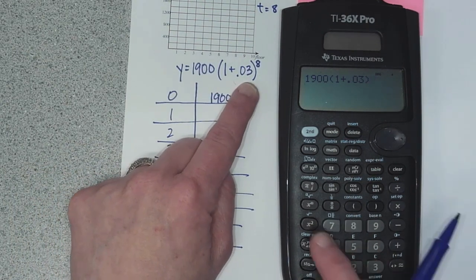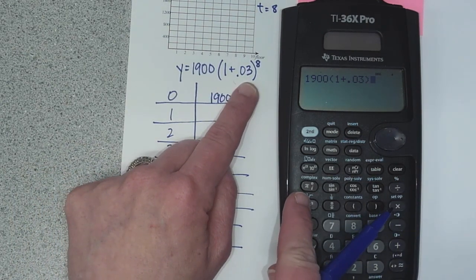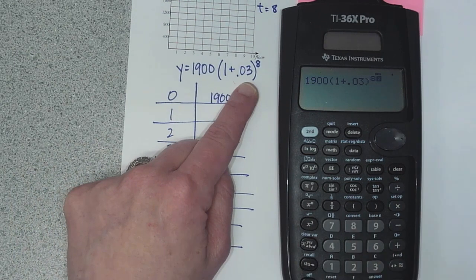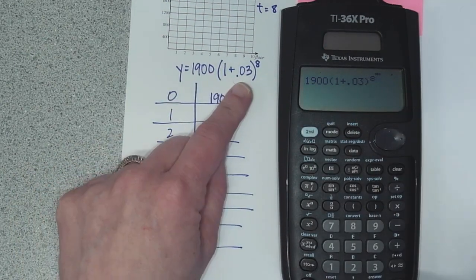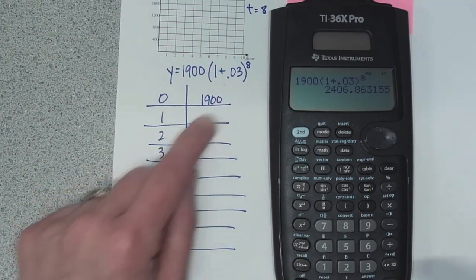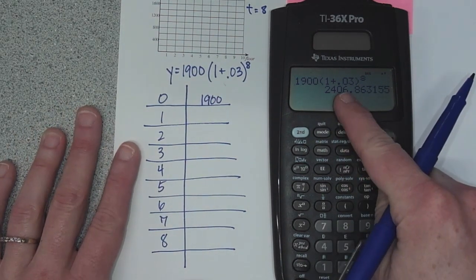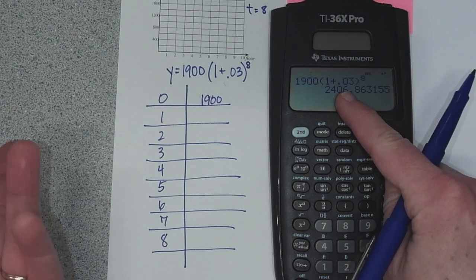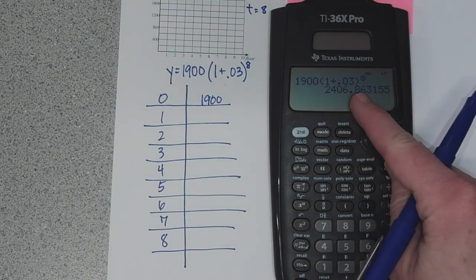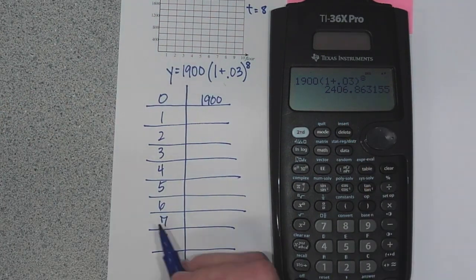Close in the parentheses, and then we need an exponent, so do your x to the box button. And that exponent's going to be 8. Double check, make sure it looks right, and then you can hit enter. And it looks like the rent on that 8th floor is going to be $2,406, and let's round to the nearest hundredth because dollars and cents, 86 cents.